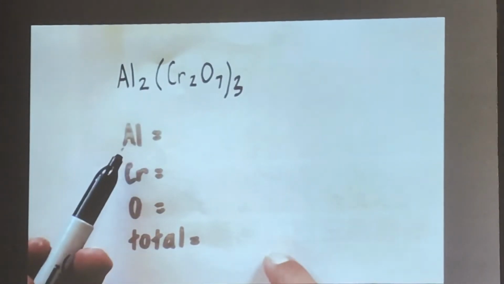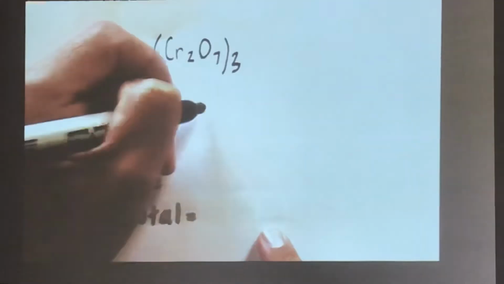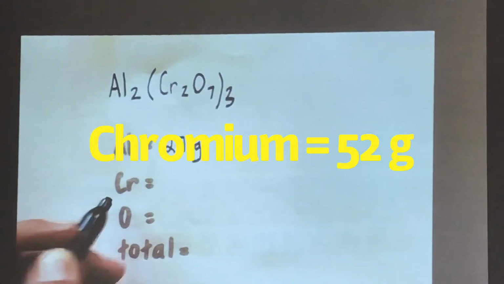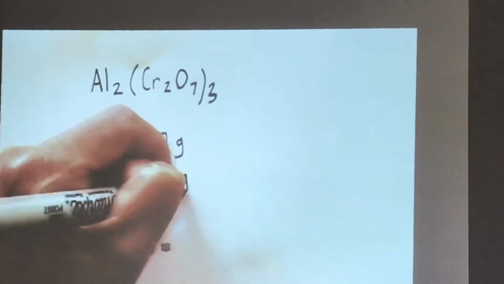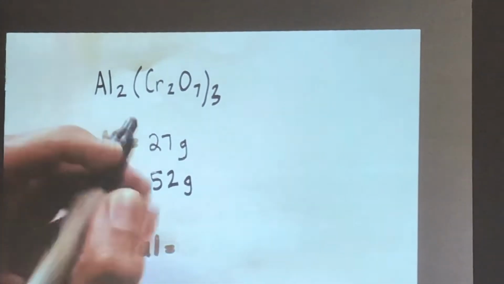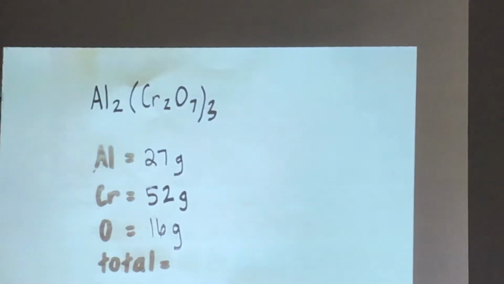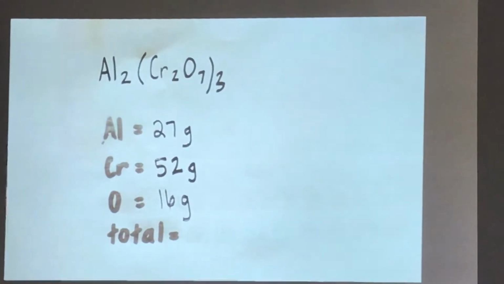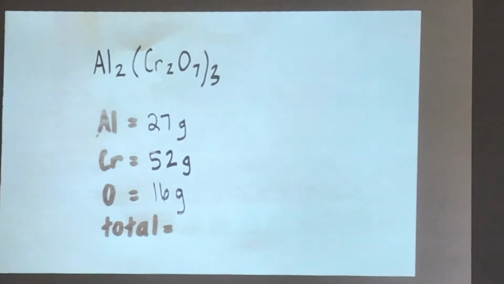I know that aluminum, look at the bottom number, rounds to 27 grams. Chromium, find it on the periodic table, and that number rounds to 52 grams. And oxygen, remember, oxygen atomic mass always rounds to 16 grams. Okay. Next part, after I got the masses of those separate elements, I'm going to multiply them by the subscripts in the way we did when we count atoms.